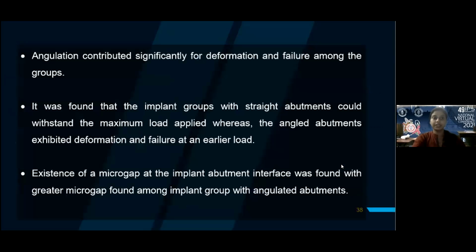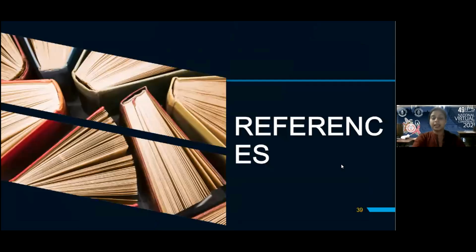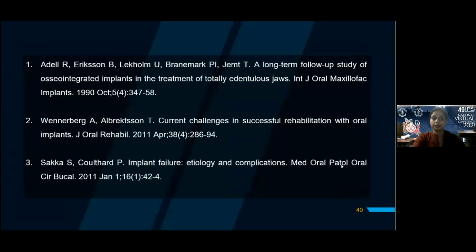Coming to the conclusion, I conclude that the angulation contributed significantly to deformation and failure among the different groups, and it was found that the implant groups with straight abutments could withstand the maximum load applied, whereas the angled abutments exhibited deformation and failure at a much earlier load. And the existence of microgap at the implant abutment interface was found, with greater microgap at the implant abutment interface with angulated abutments. And these are my references.